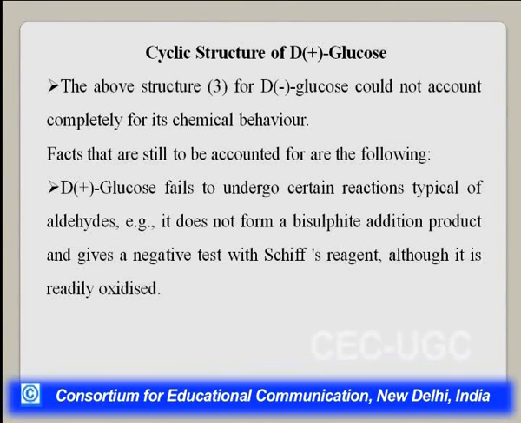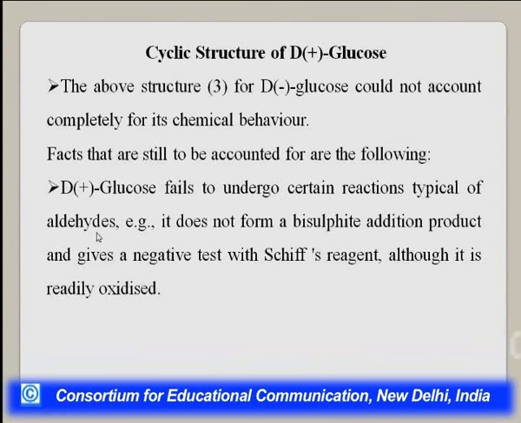The structure we have discussed till now could not account completely for glucose's chemical behavior. How can we conclude that there is another possible structure for glucose, that is, a cyclic structure? D-glucose fails to undergo certain reactions typical of aldehydes.